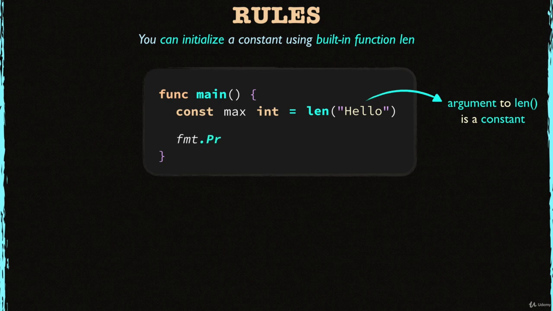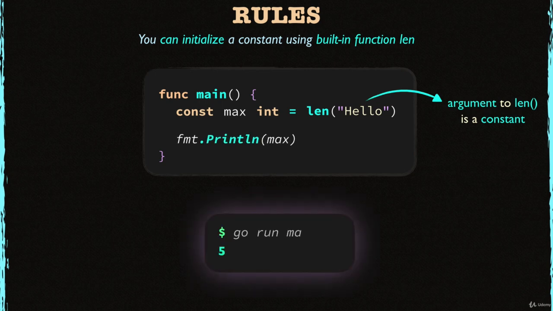Okay, let's print the max constant, then let's run it. As you can see, it prints 5. It's because there are 5 English characters in the hello string literal.